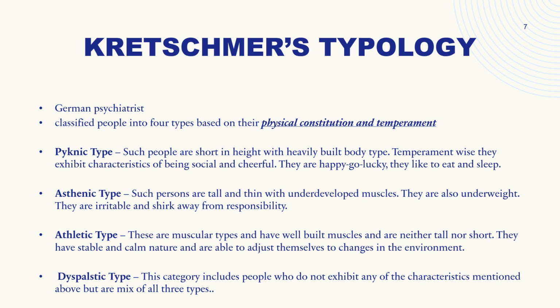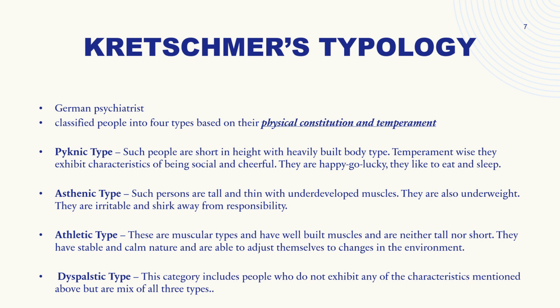Okay, we'll continue. The types based on Kretschmer's typology are picnic type, asthenic type, athletic type, dysplastic type. His constitution was based on the physical construct of the body, and based on that how the temperament of the people differed. The picnic type, such people are short in height and they have a heavily built body type. We can say they are rounded body type people. And temperament wise also they exhibit characteristics of being social and cheerful. They are happy-go-lucky and they like to eat and sleep.